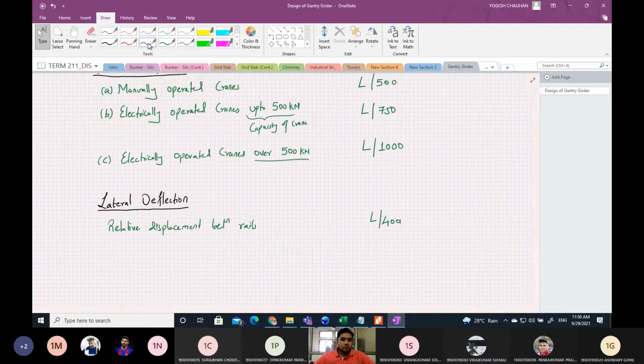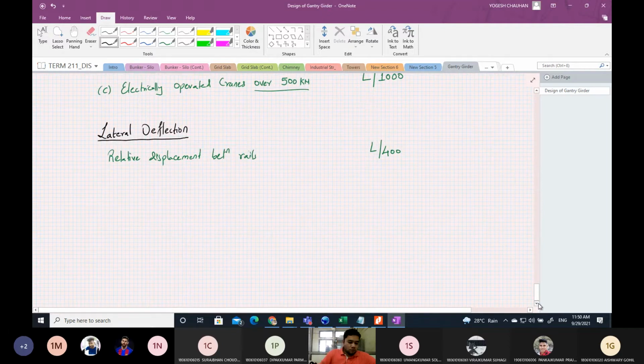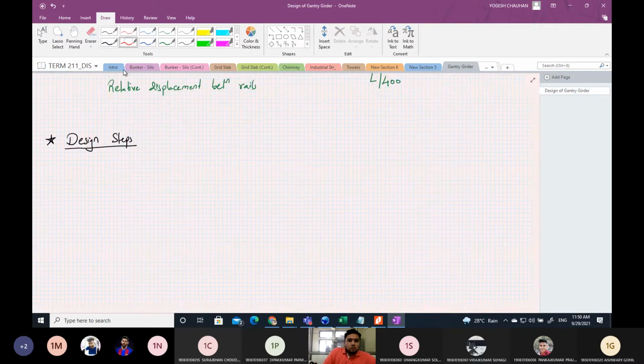Now let us see the design procedure. First step is load calculation. So in this, we find the maximum bending moment from the vertical loads.